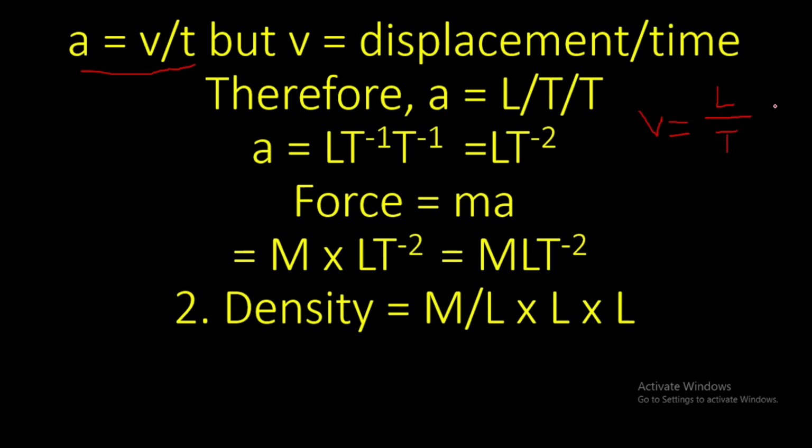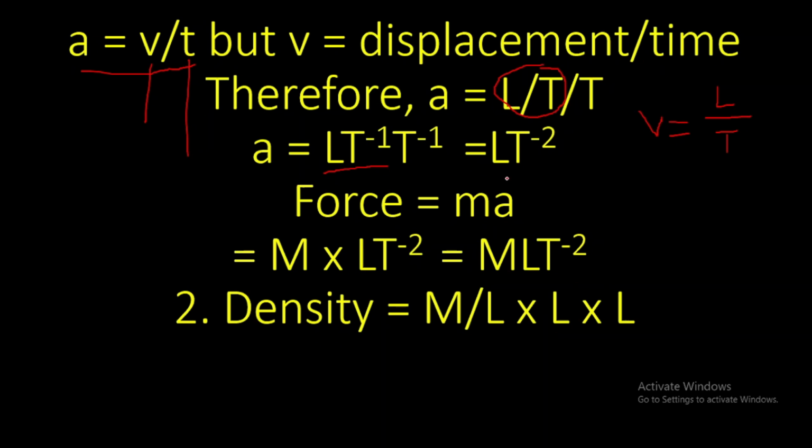this has been dimensioned. Then acceleration is going to be velocity, that's L over T in terms of dimension, divided by time. Remember acceleration here: velocity divided by time. So if velocity is L over T, it's going to be L over T divided by T. Now, since it is L over T, it can be written as LT raised to the power of minus 1 according to the law of indices. And since this one is divided by T also, it is going to be written as T raised to the power of minus 1. Then we now have LT to the power of minus 1 multiplied by T to the power of minus 1.